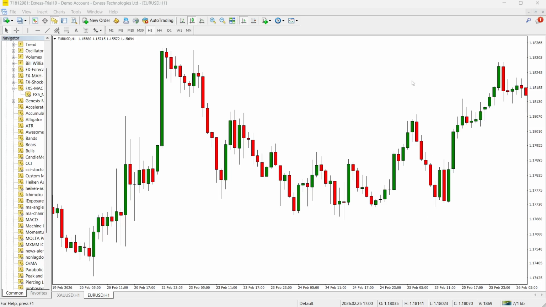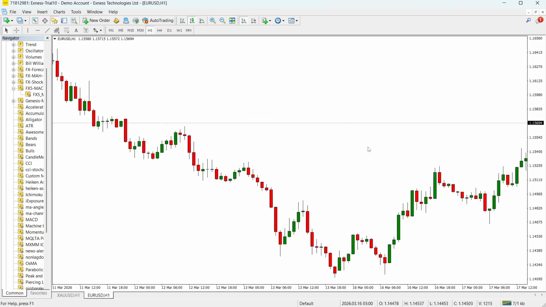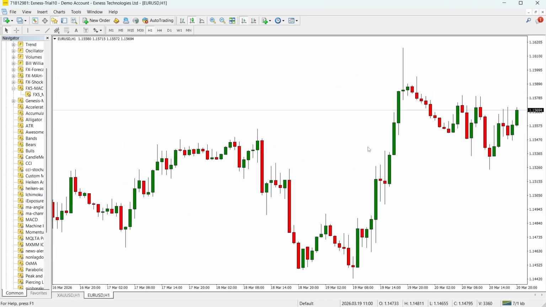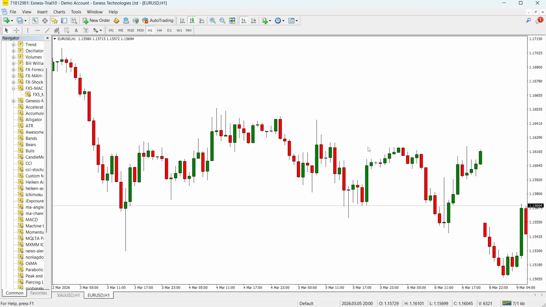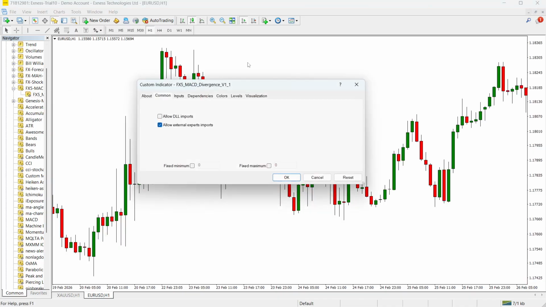Hello traders, in this video we are going to be talking about the FX5 MACD Divergence Indicator for MT4 and MT5. This tool automatically finds and marks MACD divergences on your chart, so you can visually spot potential reversals without manually drawing every swing. At this point I'm going to load the indicator on the chart so you can see how it looks in real time.